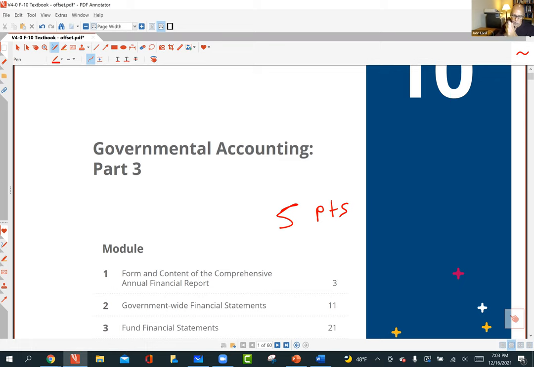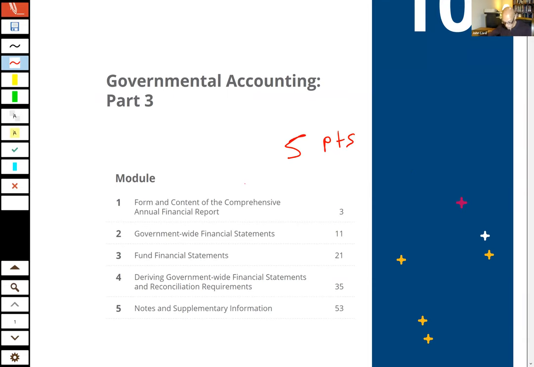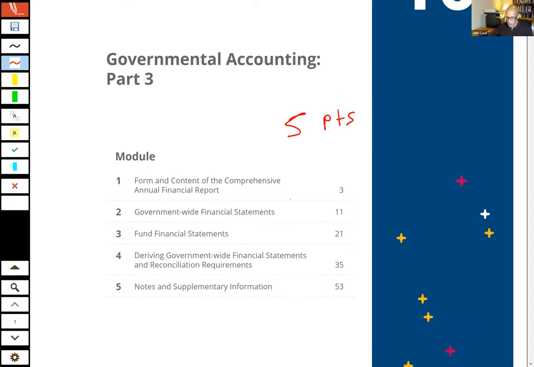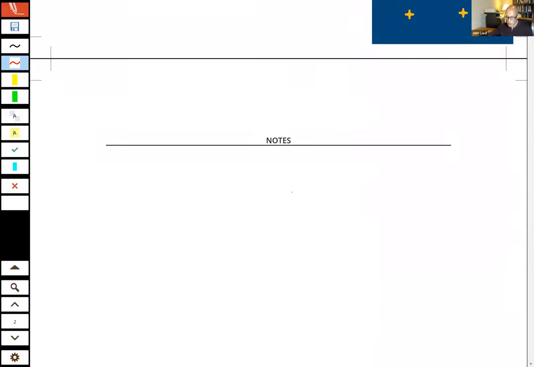But again, chapter 8, chapter 9, that is the central stuff that you've got to know from governmental, with important focus on the governmental fund financial statements. If you get yourself comfortable with that material, if you do what I ask you to, you're going to be very happy with your results on your financial exam. Okay, good. But let's go ahead and start to take a look.